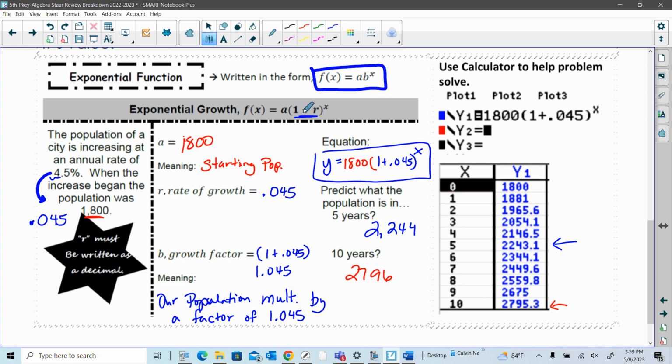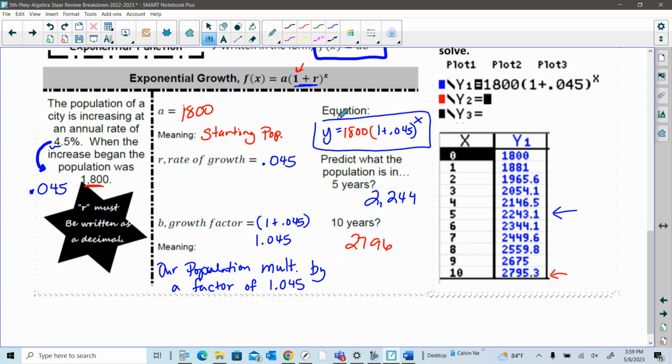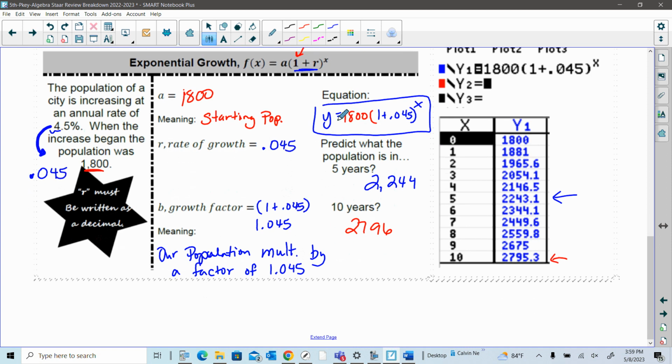Okay. So you just have to be able to remember how to put it in this form. This part is not on the form chart, but this is. So if it's growth, you just got to remember we're adding 1 to that decimal, versus if it's decay, you are subtracting the decimal from 1.